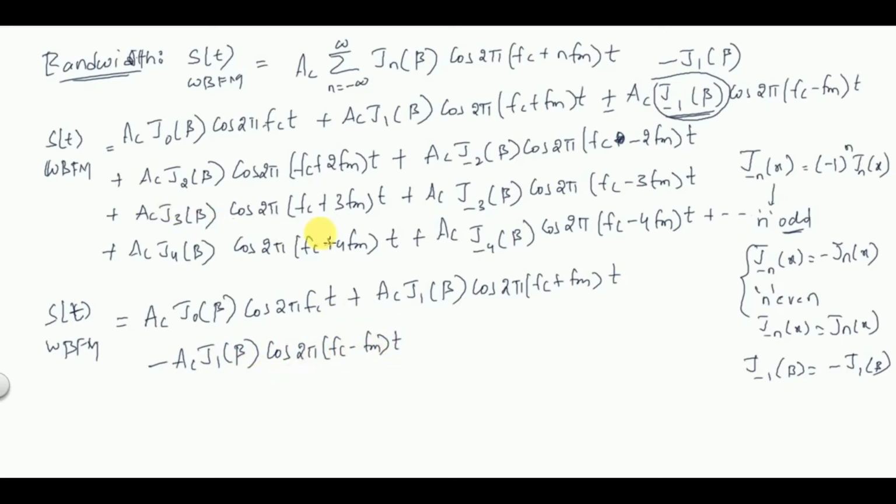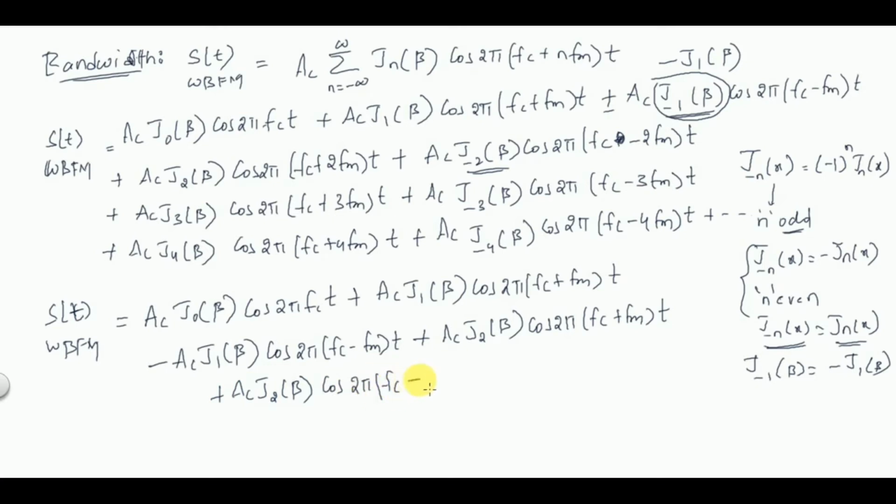For the next term, A_c into J2 of beta, for positive values no problem, cos 2 pi (fc plus fm) t. Here J minus 2 of beta is there, but because n is equal to 2, which is an even number, J minus 2 of beta is equal to J2 of beta. So we can write A_c into J2 of beta into cos 2 pi (fc minus 2fm) t. Sorry, this is fc plus 2fm, I have written it wrong.